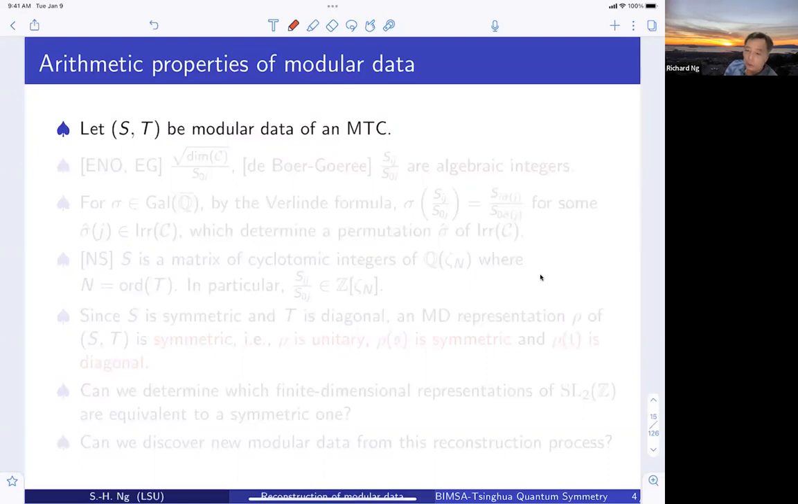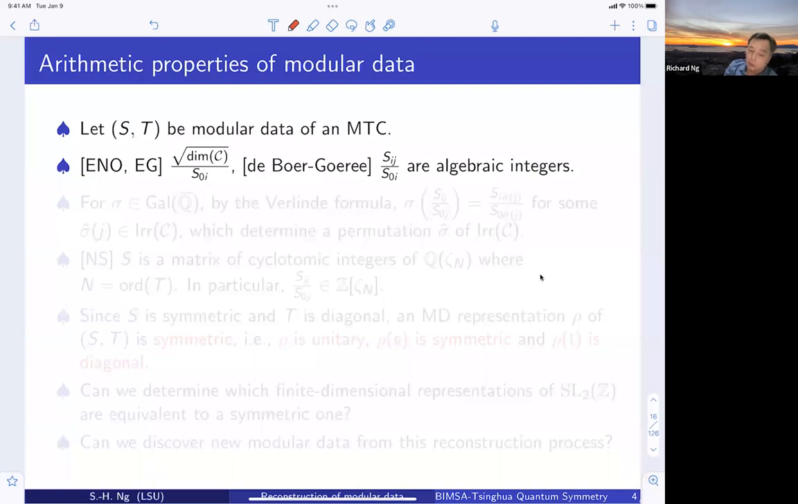So let's go through some of them, and then you see that there's some significance when we try to decide whether a given representation is actually realizable. So start with the modular data of an MTC. There are some algebraic integers inherent in these modular data. For example, the dimension of C divided by S0i.